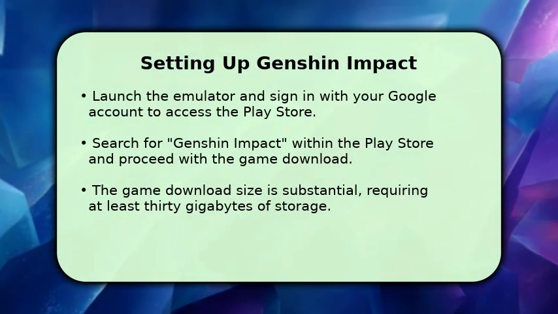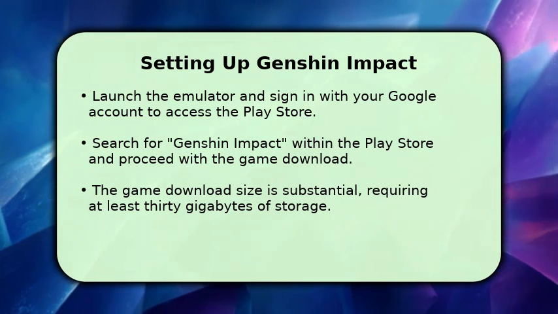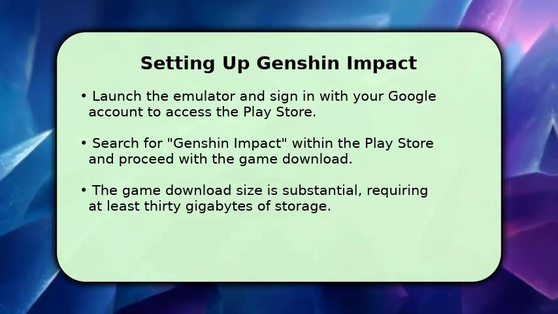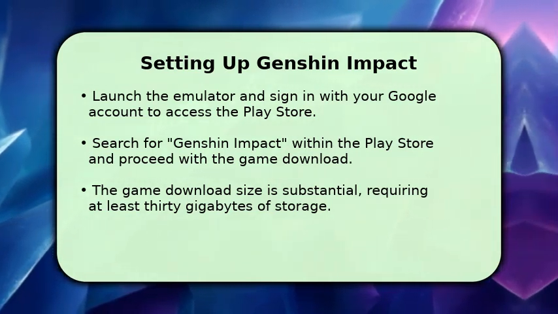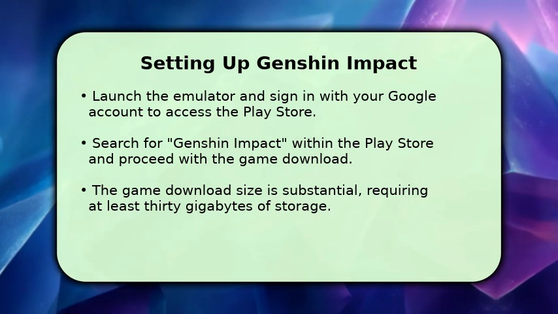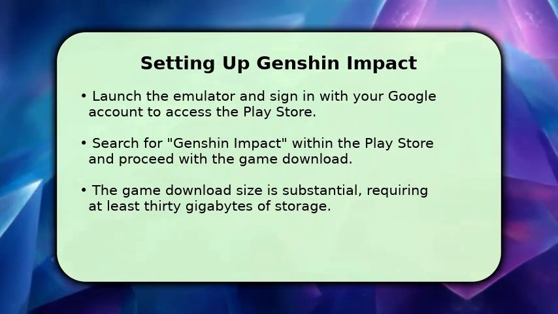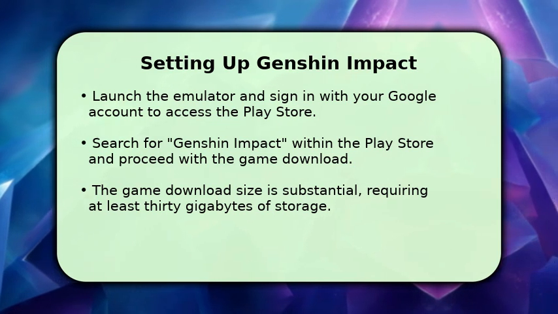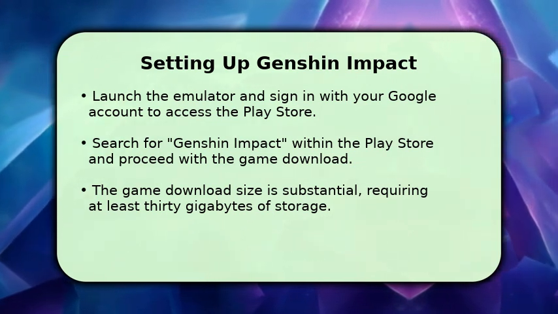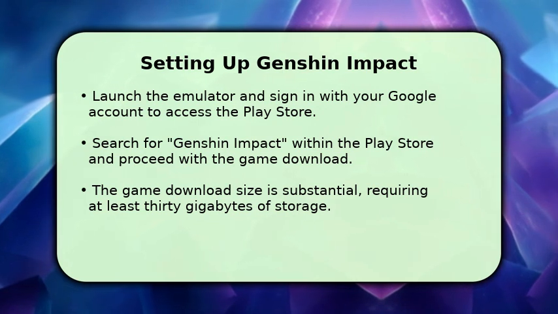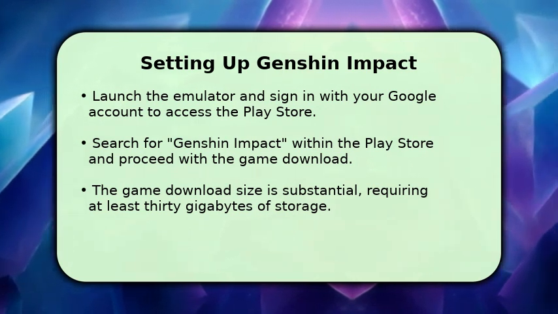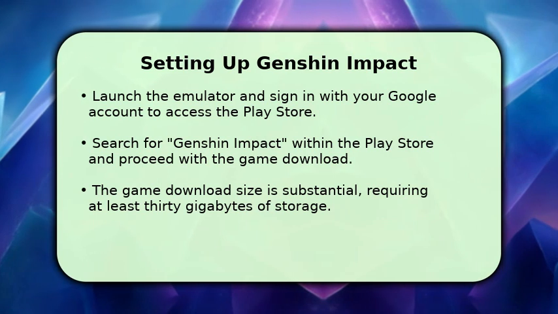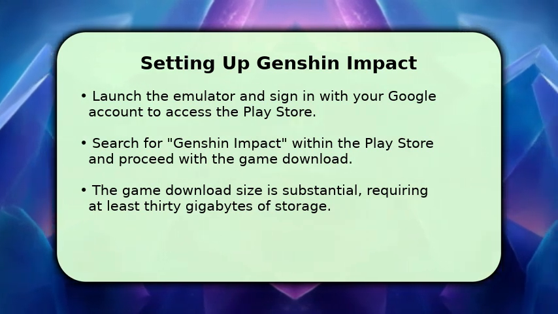With your emulator installed, launch it and sign in using your Google account to access the Google Play Store. Once logged in, search for Genshin Impact in the Play Store and begin the download. Be aware that the game is quite large, requiring at least 30 GB of storage space, so a stable internet connection is recommended. After the download, the game icon will appear on your emulator's home screen.